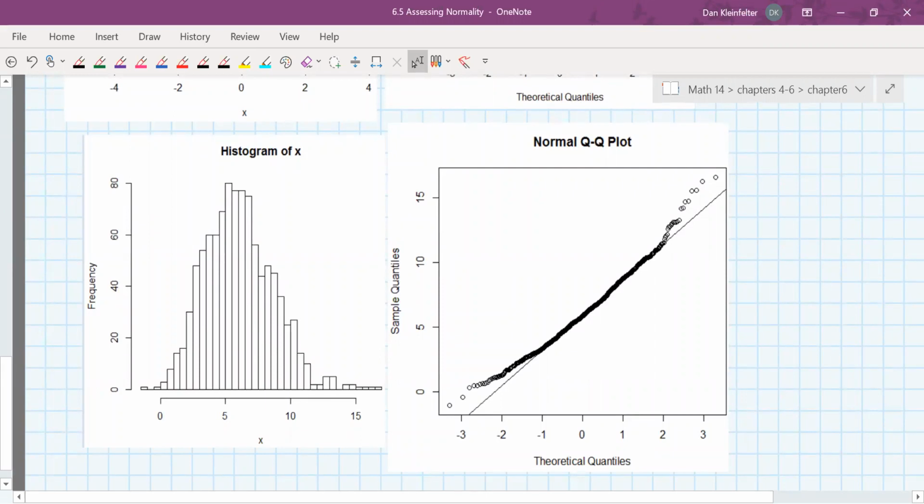Here's another example of a QQ plot. This one is mostly bell curved, although this one does have a right skew to it. What would tell you that this one is right skewed is the fact that the data curves away from that line of best fit in the upward direction. If the data curves upward from its line of best fit, that would indicate a right skew.